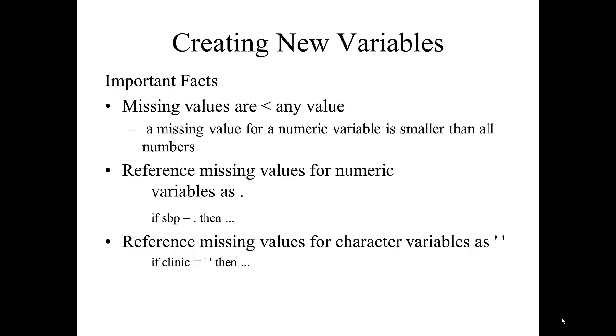Let's say for a particular person, the age was missing. It was a period. If you ran that observation through that if-then statement, that person would be classified as young equals 1, even though that person was missing for age. Again, missing values are less than any value. So we need to be very careful when we're constructing if-then statements and we have missing values in our data set.